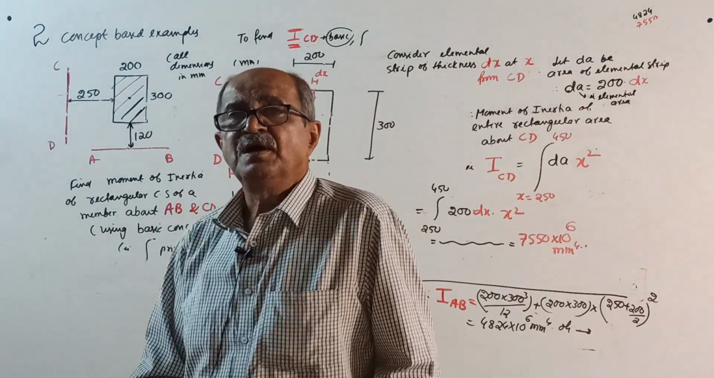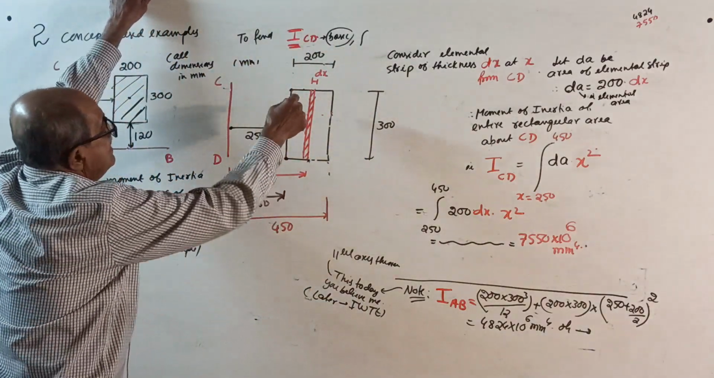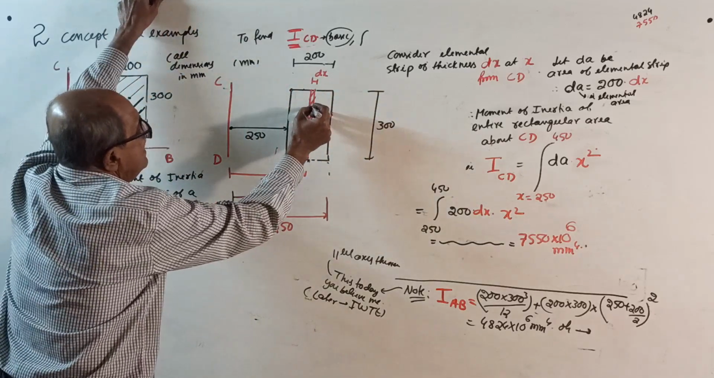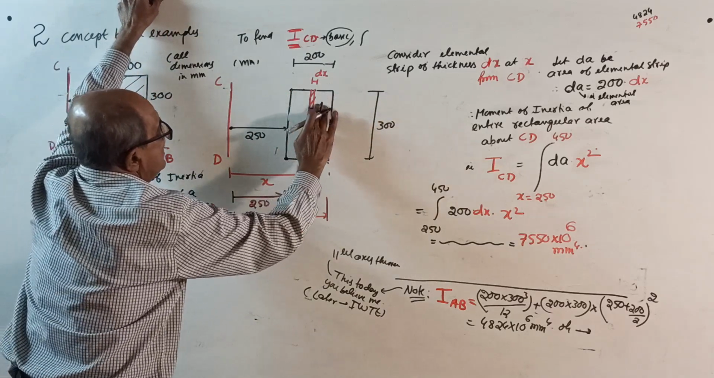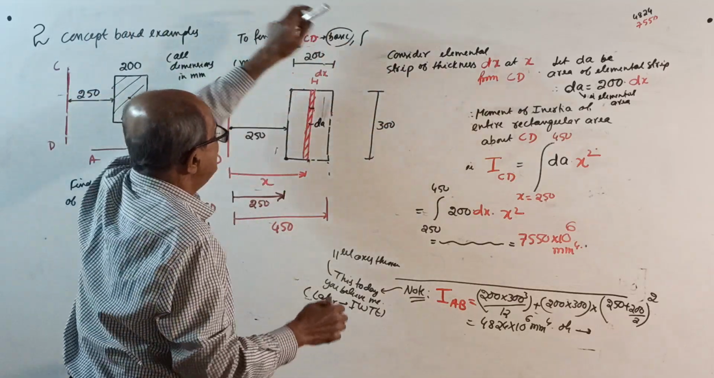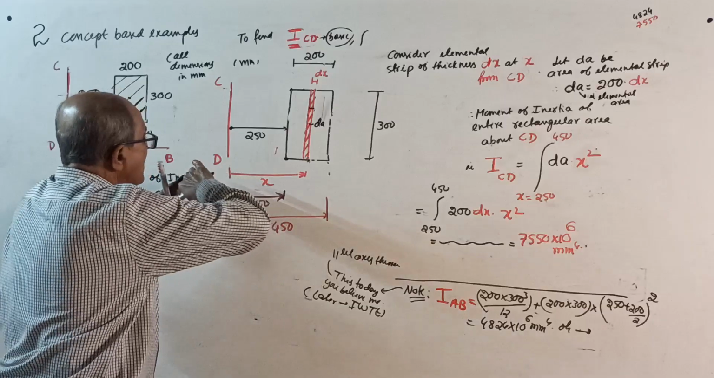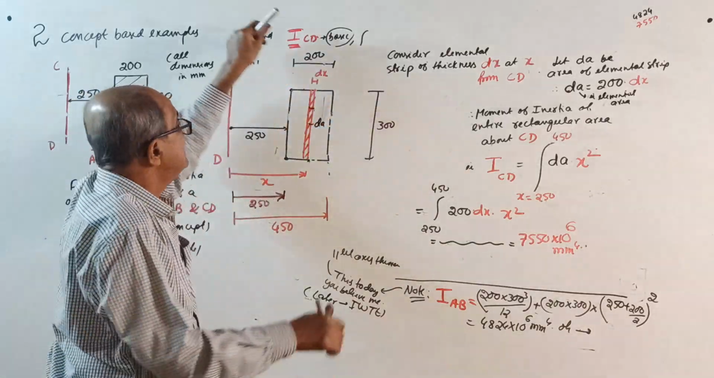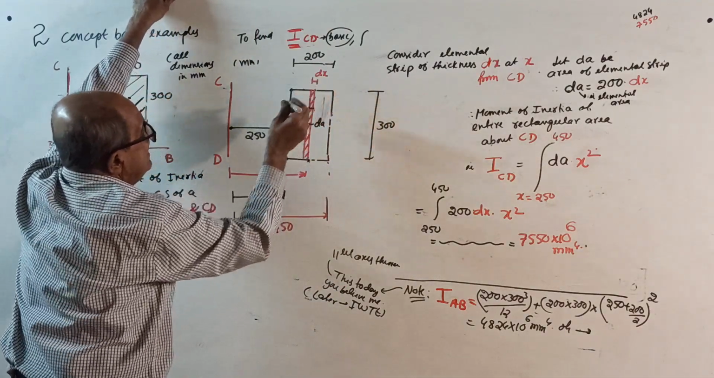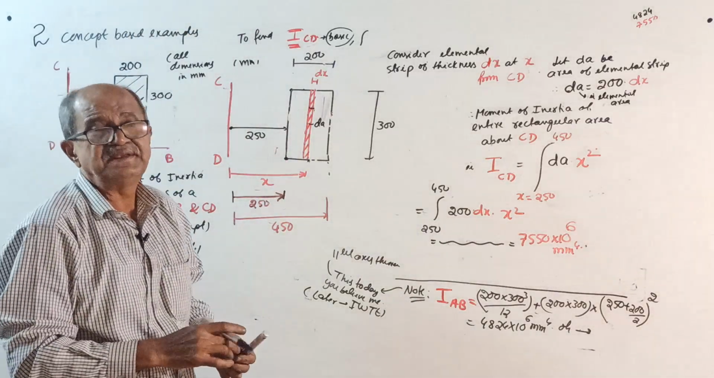Okay. Now, the concluding part of today's class: how to find I about CD. See here. Take a strip, an elemental strip. Element area is dA. I told you already, elemental area is dA. You write here if you want, neatly. When y is the variable, thickness is dy. When x is the variable, thickness is dx. Consider an elemental strip of thickness dx at x from CD. Why CD? Because we want the moment of inertia about CD.